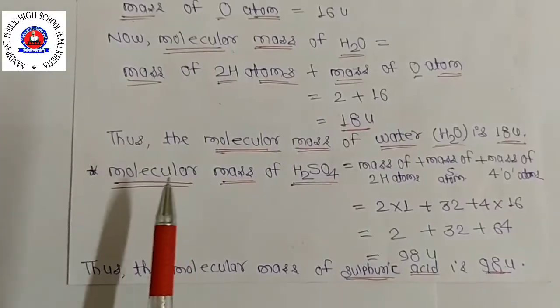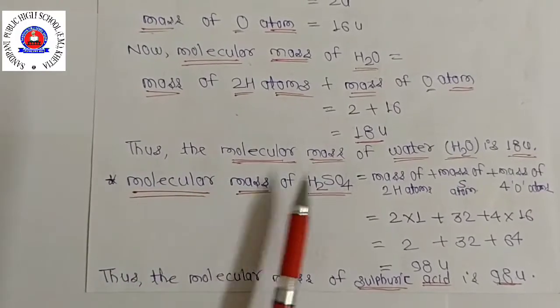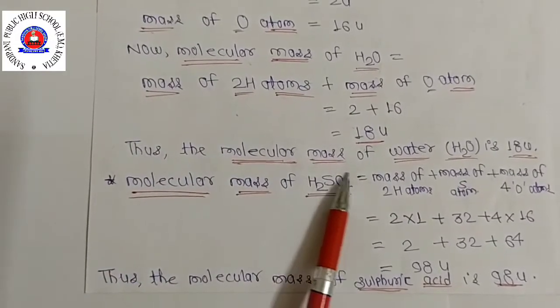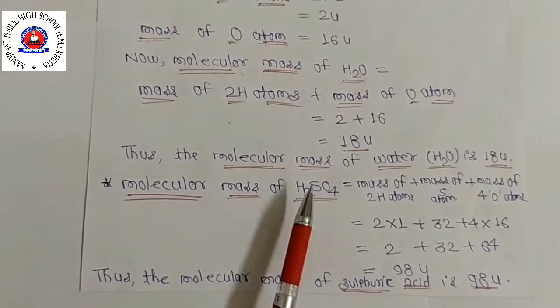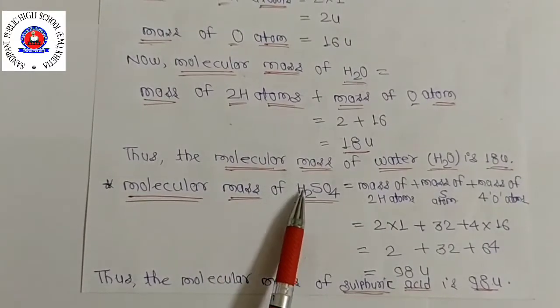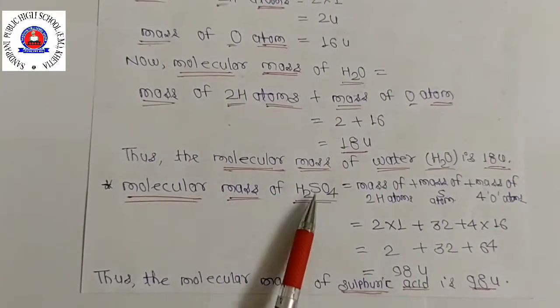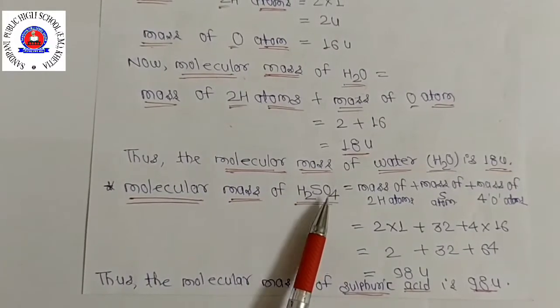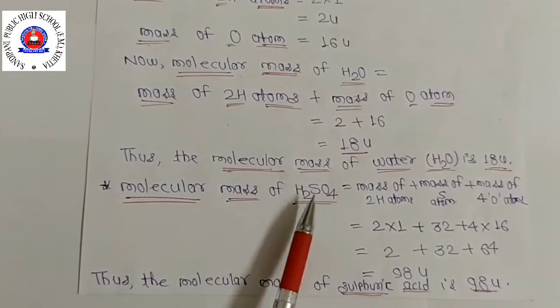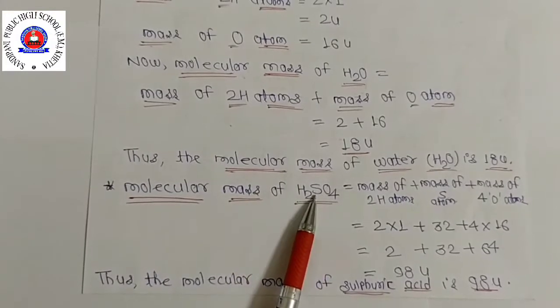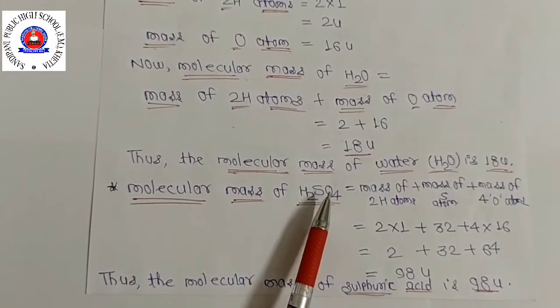Clear this one. Another example, calculate the molecular mass of sulfuric acid. So this is the formula of sulfuric acid, H2SO4. The molecular formula of sulfuric acid is H2SO4. Okay, so this formula shows that one molecule of sulfuric acid contains 2 atoms of hydrogen, 1 atom of sulfur, 4 atoms of oxygen.